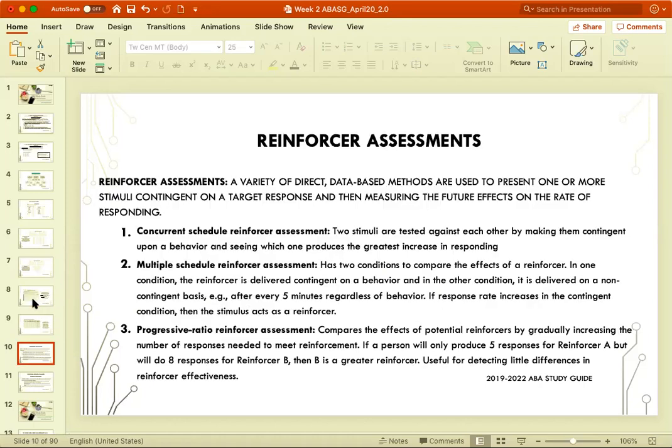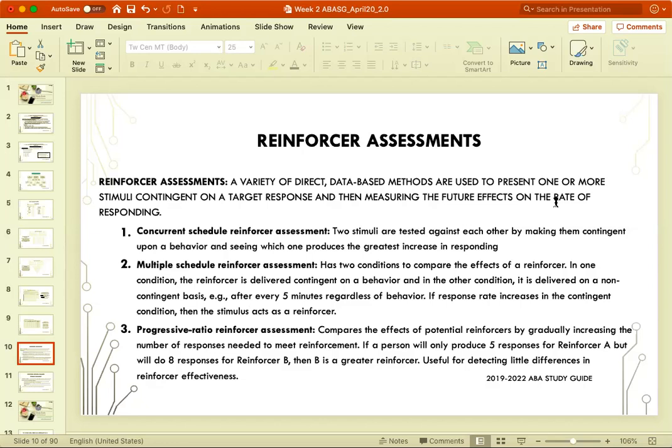So reinforcer assessments. Okay, so we've talked about preference assessments. We're just trying to identify preferences, things that may be potential reinforcers. Now we're looking at reinforcer assessments. So we actually want to find out, by doing a direct data-based assessment, if that behavior functions as a reinforcer, AKA you measure the future effects on the rate of responding.